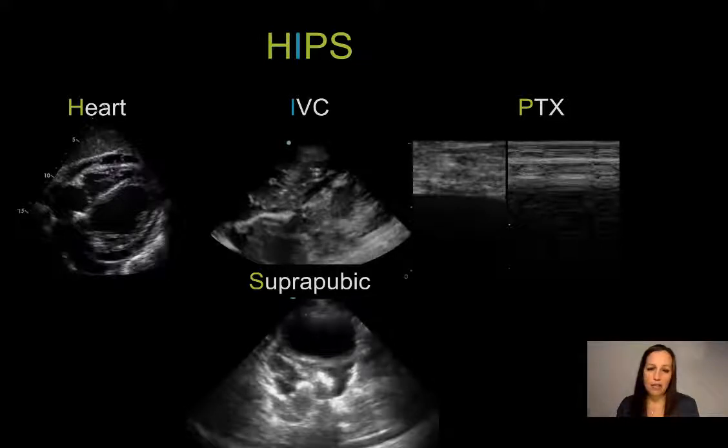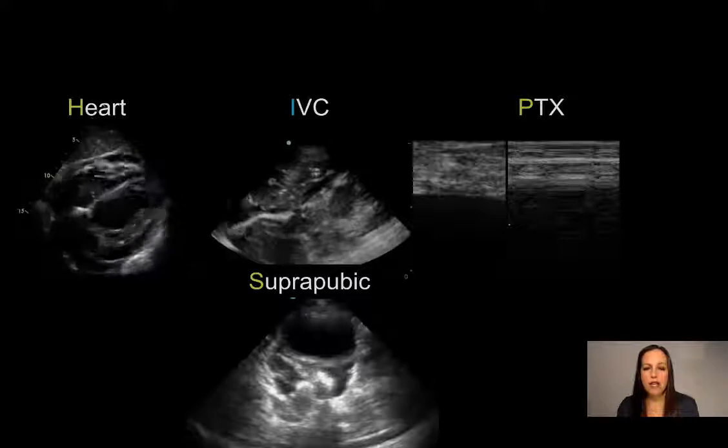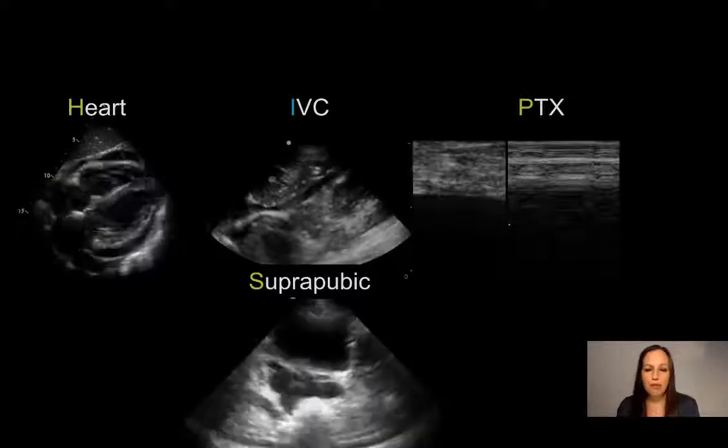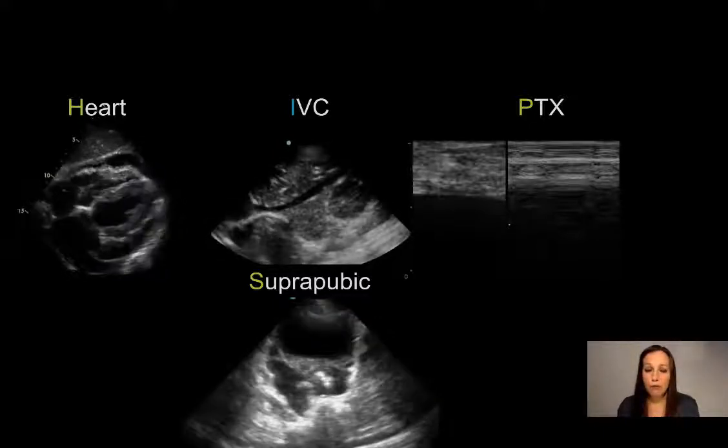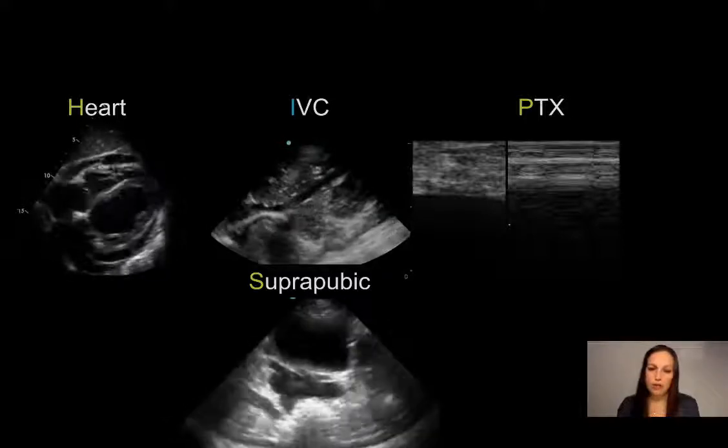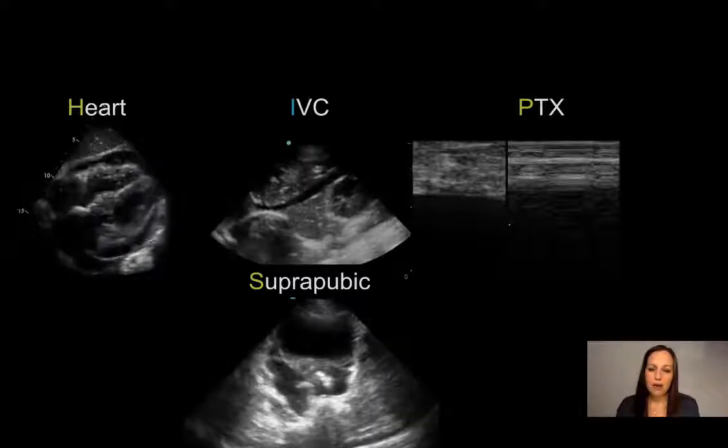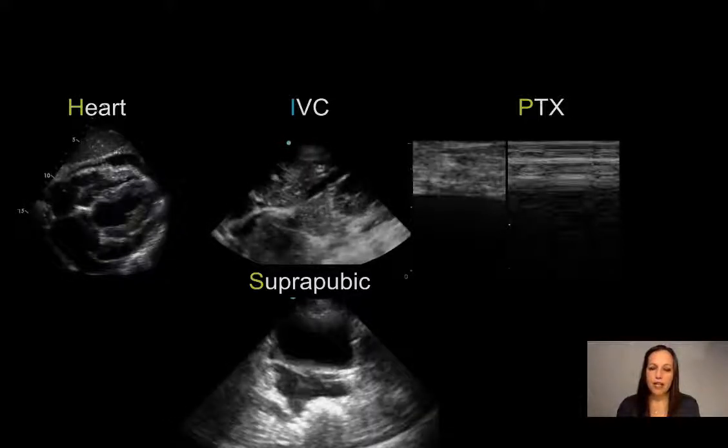We can change this slightly in pediatric patients, and we can use the mnemonic HIPS: heart, IVC, pneumothorax, and suprapubic. So we're basically doing the same thing. We're looking for pneumothorax. The reason why we choose suprapubic is that suprapubic tends to be more important than Morrison's, as I mentioned earlier.